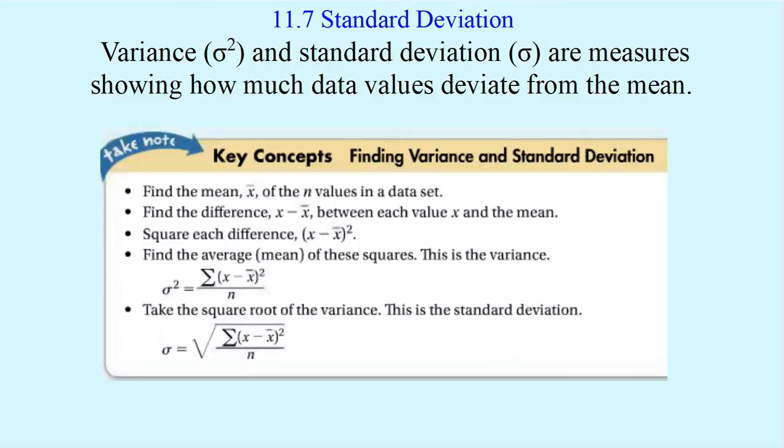Hello. Today we're going to talk about 11.7 standard deviation. Standard deviation is how far away your values deviate from the norm, from the mean. So, this is it mathematically.